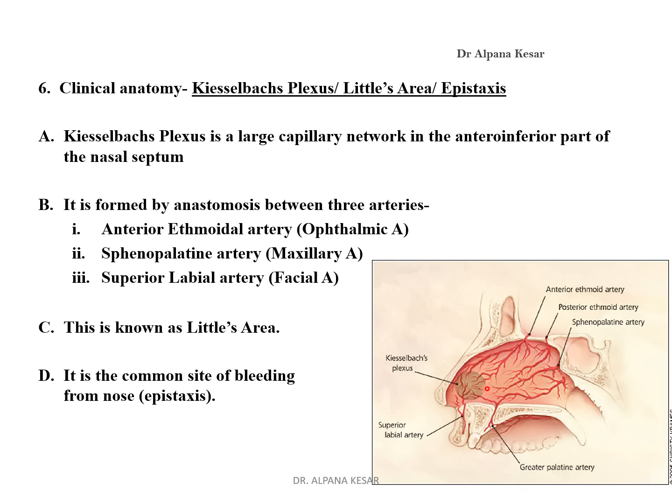These 3 arteries will form an anastomosis in the antero-inferior part of the nasal septum called Kiesselbach's plexus, and this area is known as Little's area. This area is a common site of bleeding from the nose. Bleeding from the nose is called epistaxis.